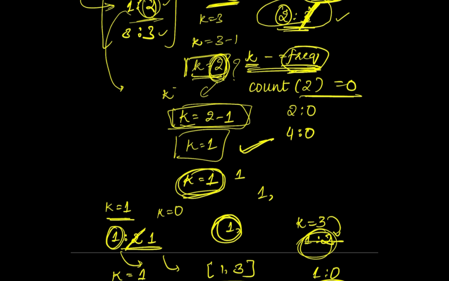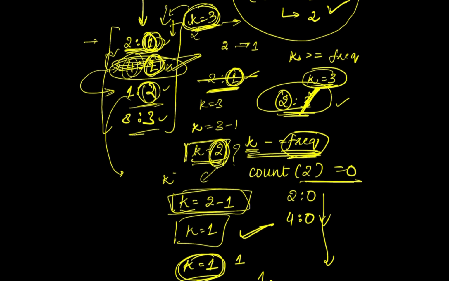Now, this is where you're supposed to break the loop. This is where you exit. You keep deducting all the frequencies of these elements until k is less than the frequency.